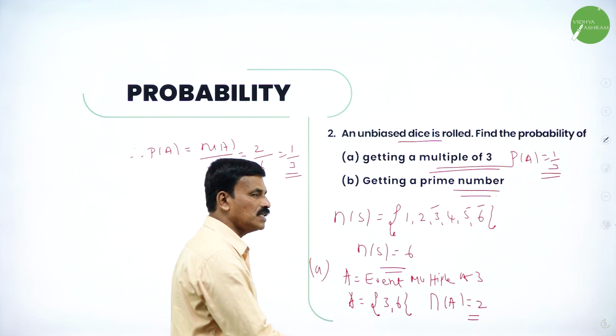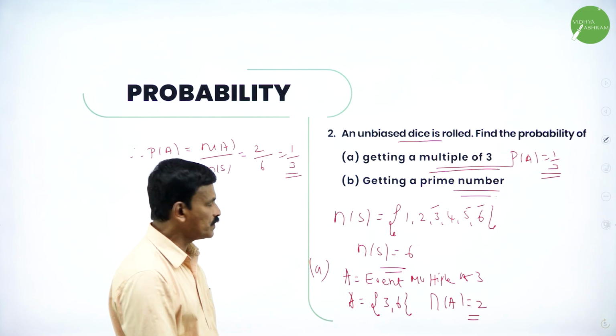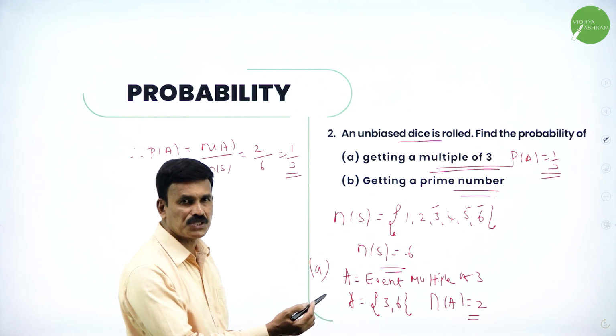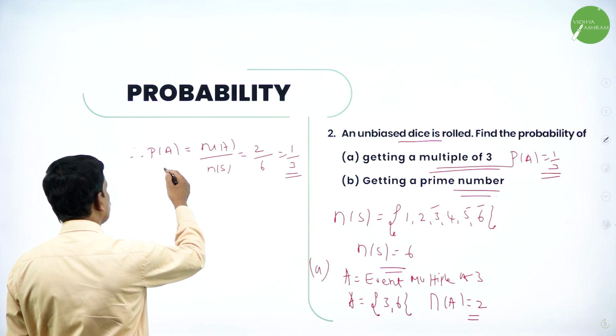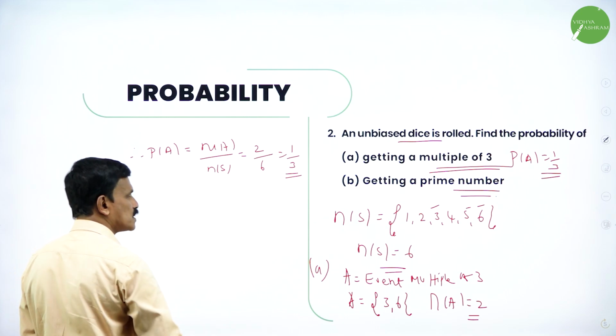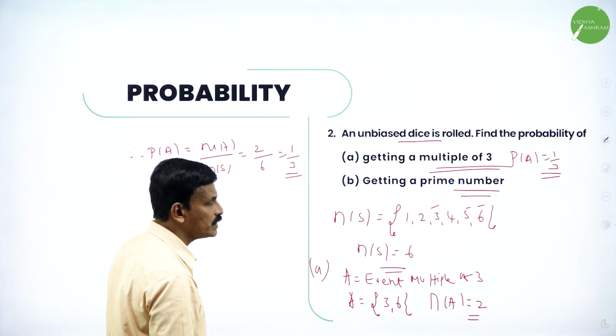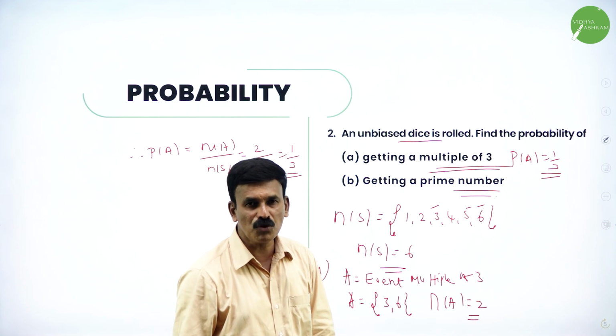Capital A is nothing but the event of getting a multiple of 3. Therefore, A = {3, 6}, so n of A is equal to 2. The probability of getting a multiple of 3 is P of A equals n of A by n of S, that is 2 by 6, which is equal to 1 by 3. That's it. Now move on to the second part.